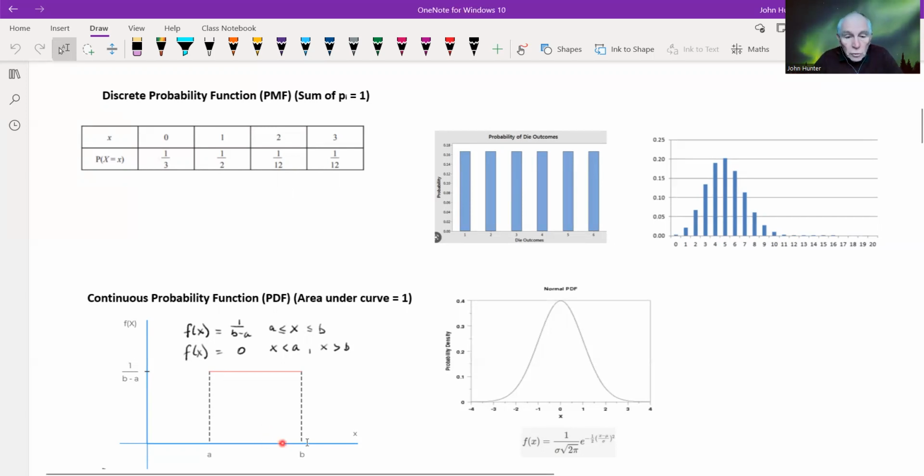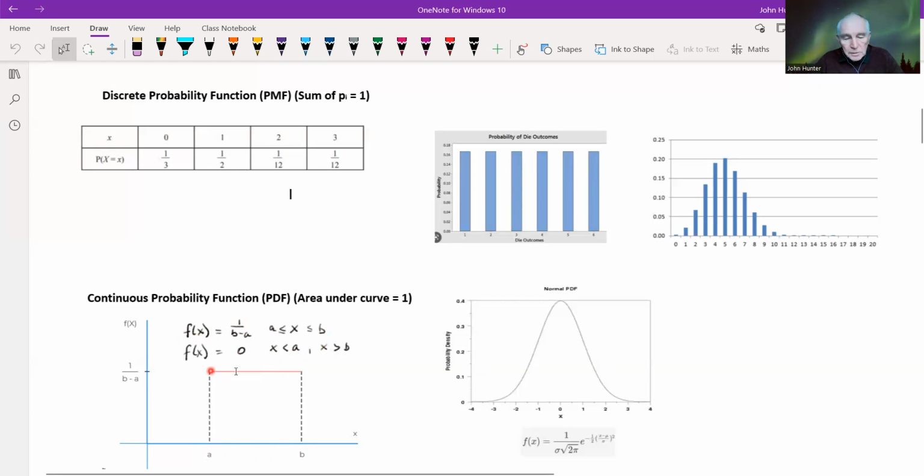And of course, if we were to ask what's the probability that the random variable falls between a and b, it would be the area under the curve between a and b, which is 1, so the whole thing. But we could take any subset, from here to here, and calculate the area under there, and so work out the probability of that. We've described this function like this: the function is 1 over b minus a between a and b, and 0 otherwise.